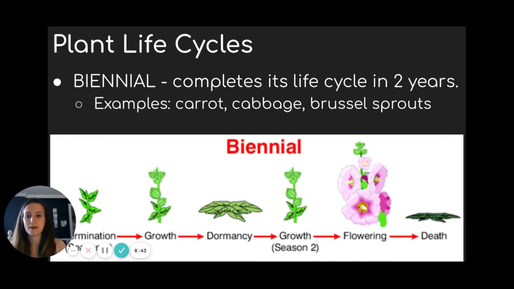Biennial. Bi is usually representative of 2. So biennials complete their life cycle in 2 years. Some examples would be carrot, cabbage, and Brussels sprouts.